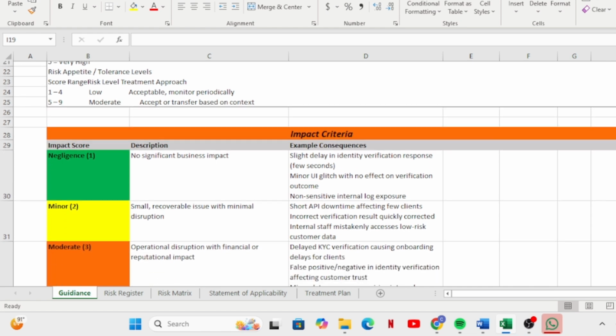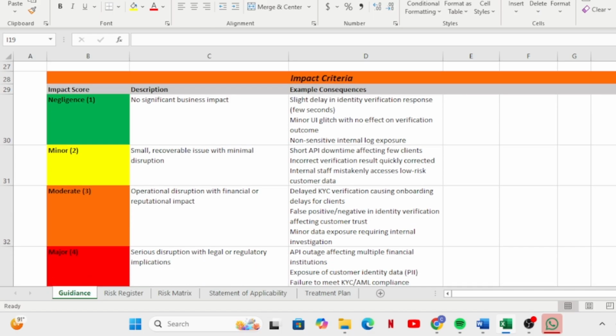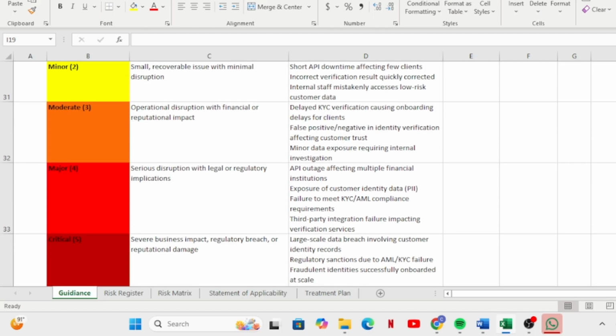Impact criteria: negligible, minor, moderate, major, and critical. These are the explanations of what each level means if you have a major case. These are the levels.